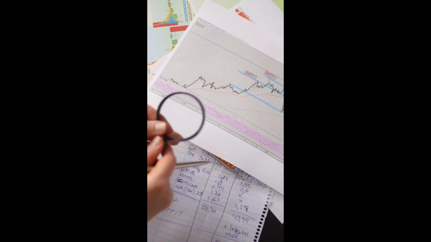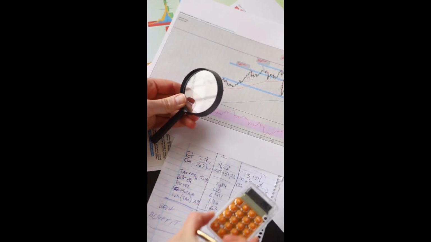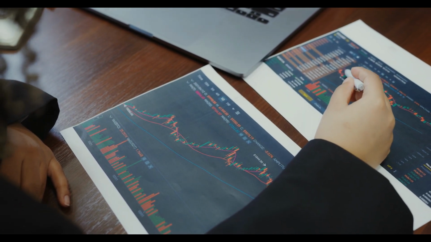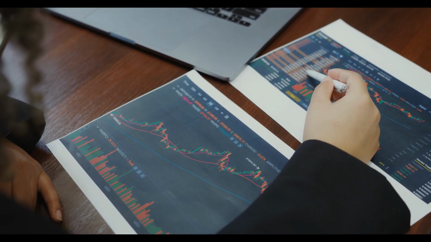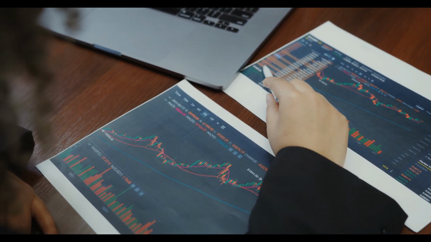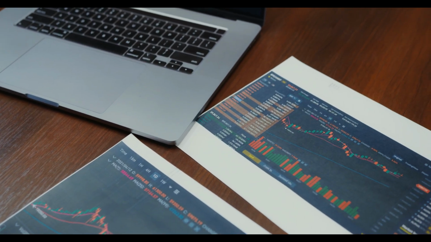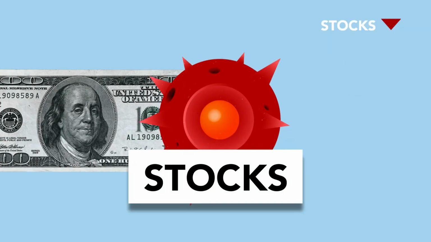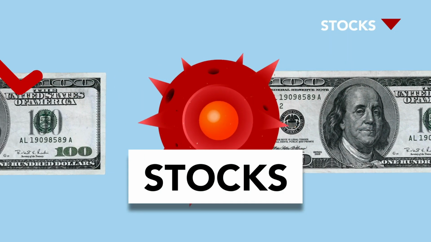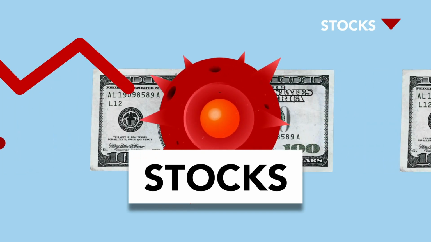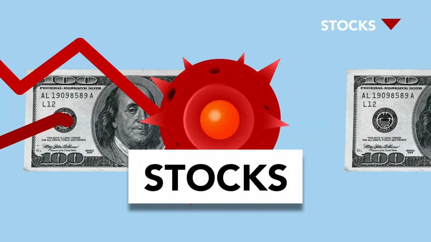Number 8. Fibonacci Retracements. This signal uses Fibonacci levels to indicate potential levels of support and resistance in a stock's price. Number 9. Head and shoulders pattern. This signal occurs when a stock's price forms a pattern that looks like a head and shoulders, indicating a potential trend reversal. Number 10. Stochastic Oscillator. This signal uses a formula to indicate if a stock is overbought or oversold, helping to indicate a potential trend change.